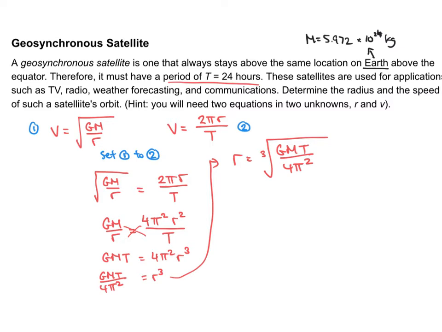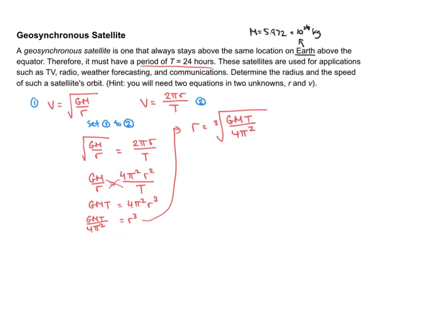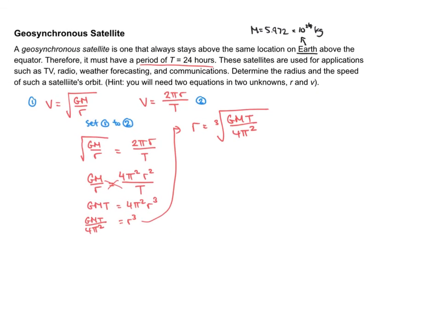Okay, so now I'm ready to fill in the values here. I'm going to need a ton of space because a lot of these are in scientific notation. The period is 24 hours, but I need that in SI units in seconds. So 24 hours times 60 minutes in an hour times 60 seconds in a minute, which is 86,400 seconds.